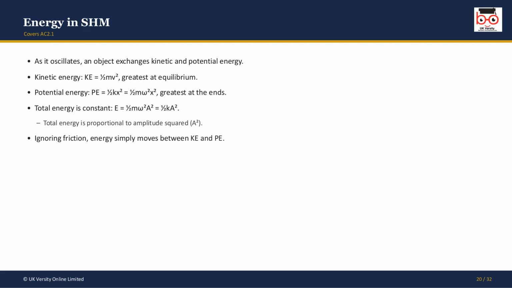The potential energy, a half times k times displacement squared, which is also a half times mass times omega squared times displacement squared, is greatest at the extremes. The total energy stays constant, equal to a half times mass times omega squared times amplitude squared, or a half times k times amplitude squared, so it's proportional to the amplitude squared. Ignoring friction, energy just shuttles back and forth between kinetic and potential.